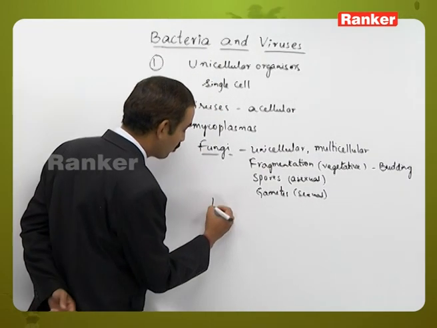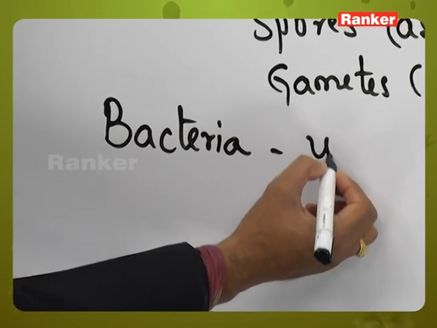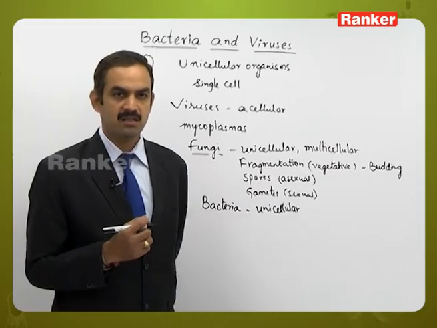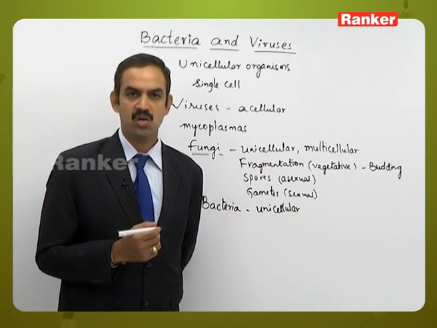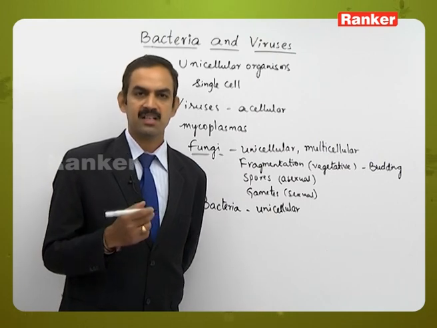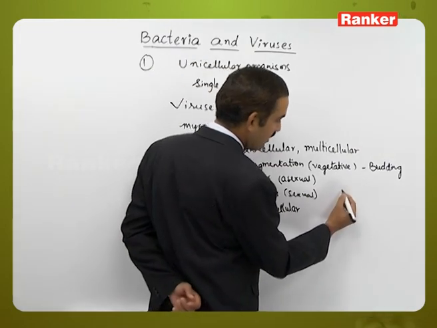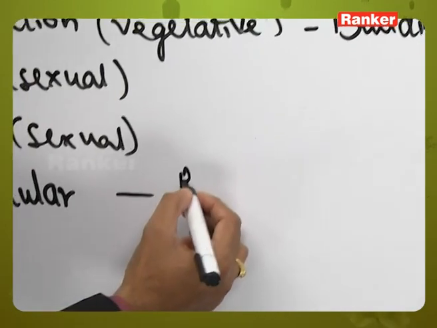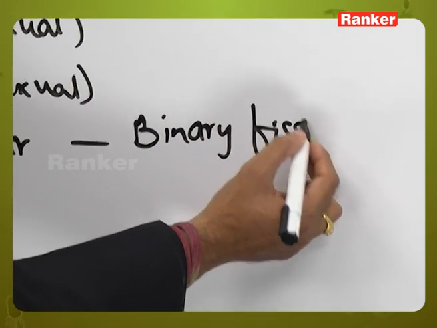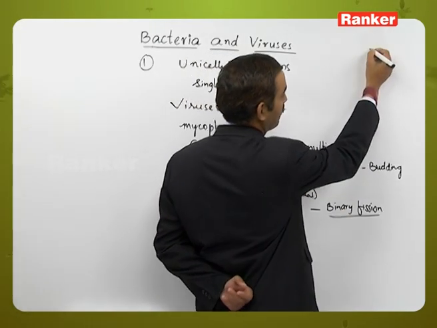One more group of living organisms is bacteria. Bacteria are unicellular in nature, made up of a single cell, and the cell is covered with a cell wall, and inside the cell wall the plasma membrane is present. This bacteria will perform binary fission. How does binary fission occur in bacteria? Let us discuss this in brief. Let us take a bacterial cell.